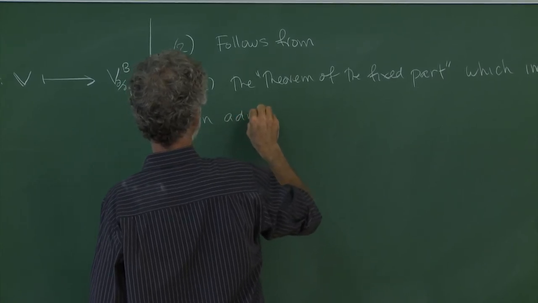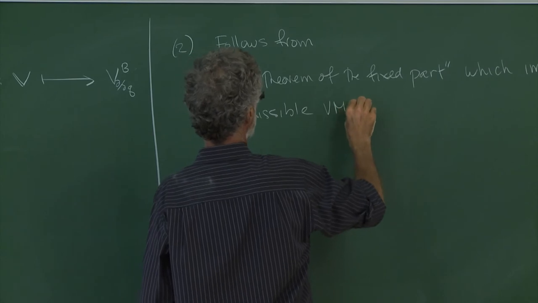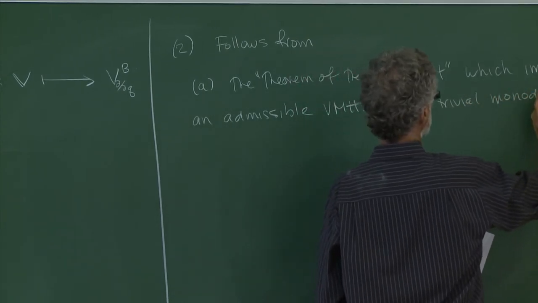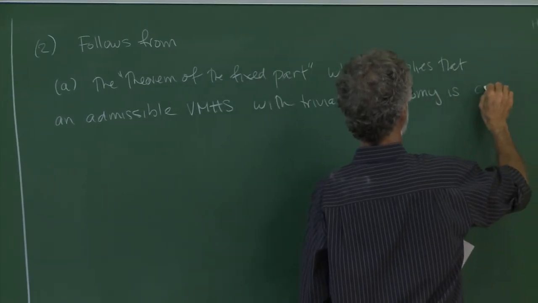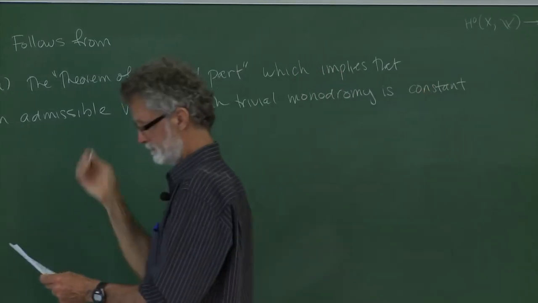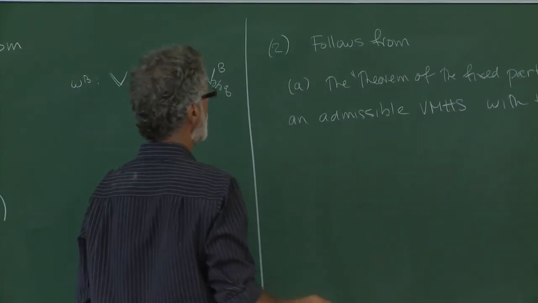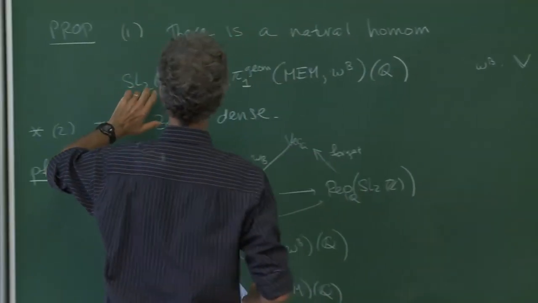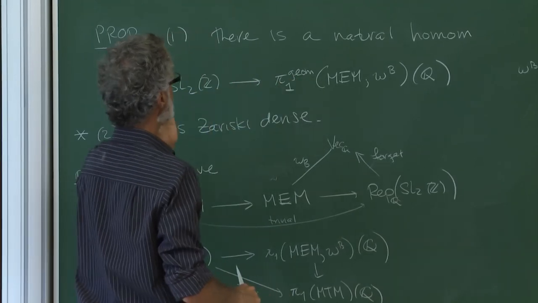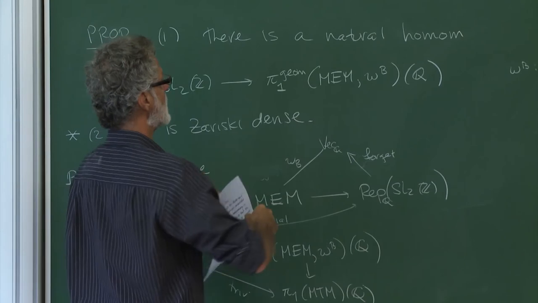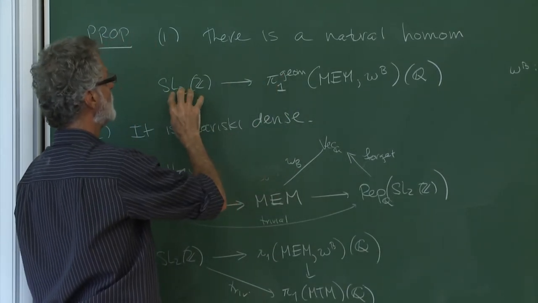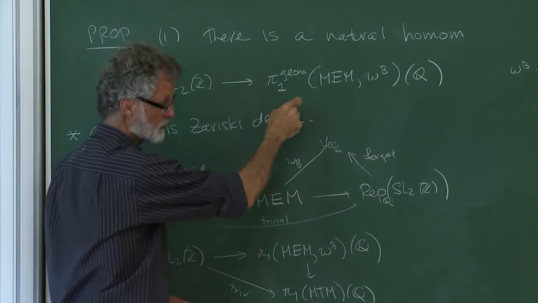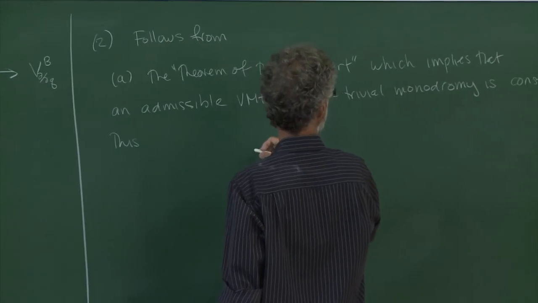a variation of mixed Hodge structure with trivial monodromy is constant. And so this implies, so if you think about it, saying if you map this into here, it's telling you that the Zariski closure of this has got to generate, sorry, the normal closure. If you look at the normal closure of SL2Z in here and take its Zariski closure, it's got to be the whole thing. So this part's also relatively soft.